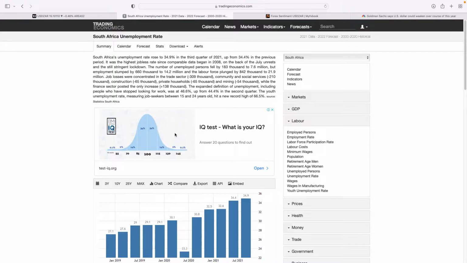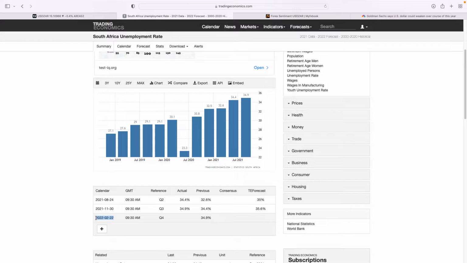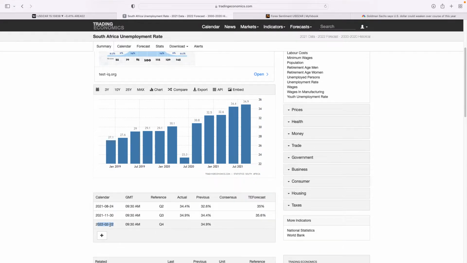Now, there's a lot of stuff that still needs to be fixed in this country, which is South Africa. But the most important data that we need to look out for, that's also going to come out on the 22nd of February, is South Africa's unemployment rate, which is going to be the key factor that's going to contribute towards the overall long-term momentum of the USDZAR as well. But we are retail traders and we're looking for short-term opportunities there as well.